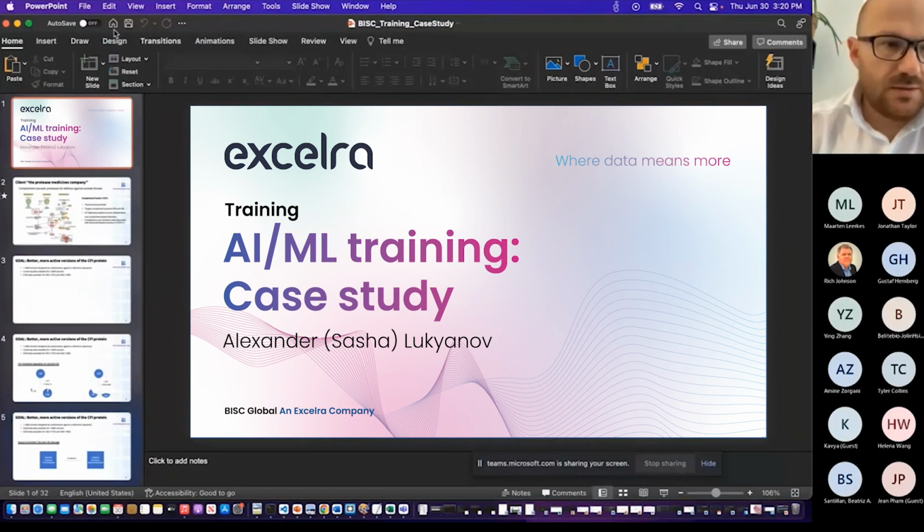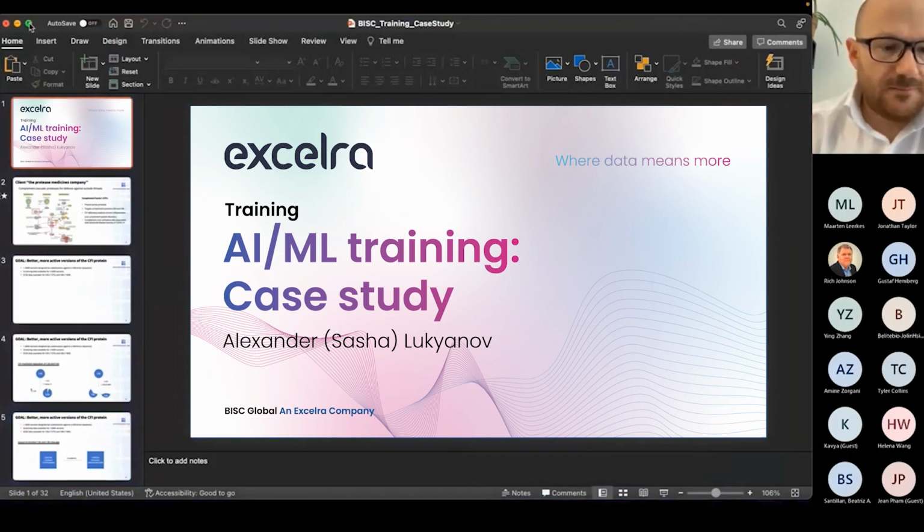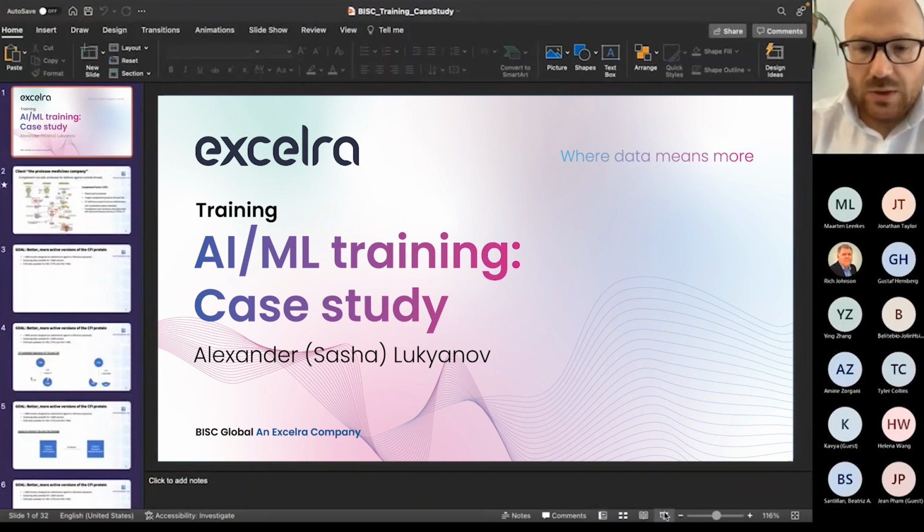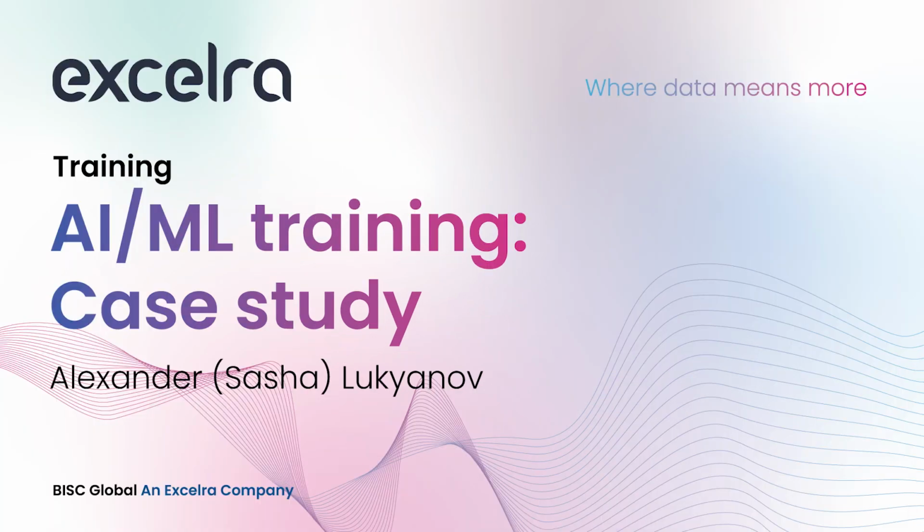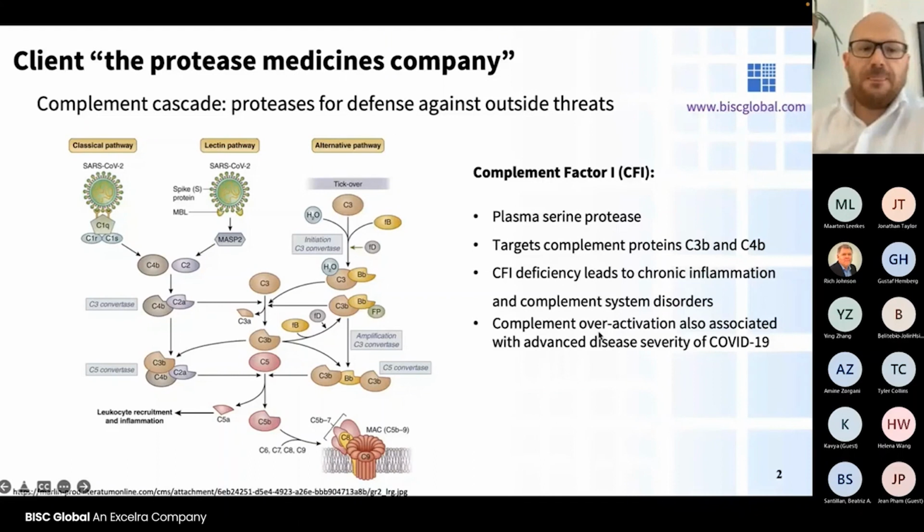Okay, so this is a case study. We're going to talk about the application of machine learning towards the analysis of the CFI protein, and trying to build a potential modification of the CFI protein in certain areas to improve the functional activity.